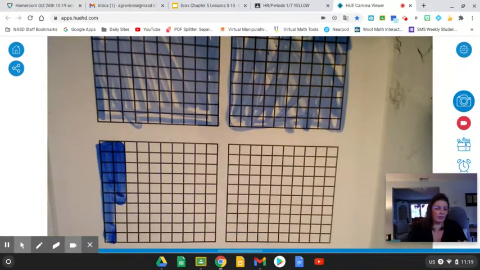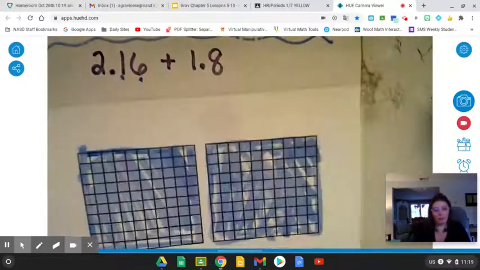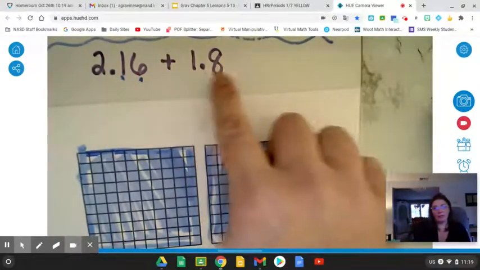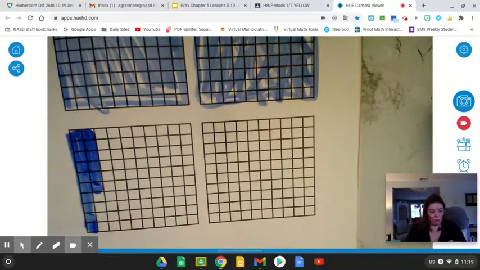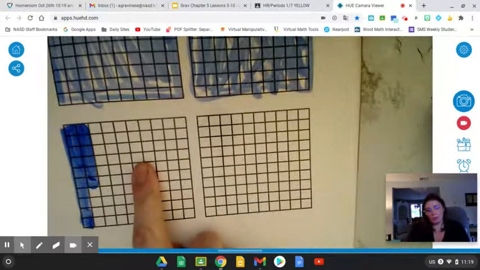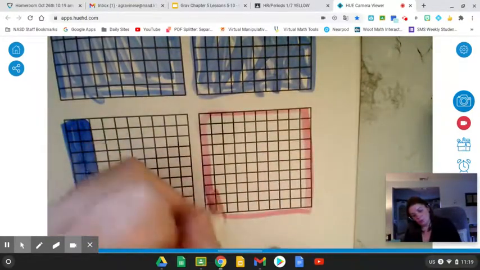All right, what are we adding to our 2 16/100? I forget. We're adding to that 1 8/10. So I need to shade in another whole. Well, I'm not going to start here because this already has some shaded in. For my whole, I'm going to go over here and shade in this grid.